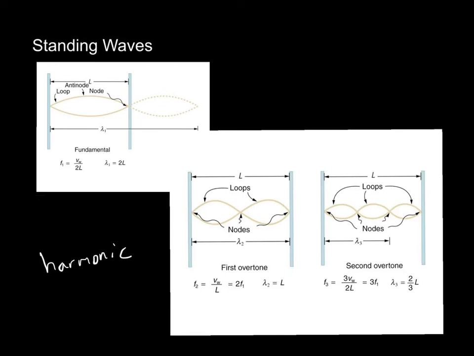Each time we go to the next overtone, we're essentially adding a node. So here we have 3 nodes, 4 nodes. The third overtone would have 5, 6, and so on. We would just continue that pattern. And you can see the pattern in the frequencies continues as well. The pattern is essentially however many antinodes you have divided by 2L. So 1 over 2L, 2 antinodes, so 2 over 2L, the 2's cancel out. 3 antinodes, so 3 over 2L. If we go on, it'd be 4 over 2L or 2V over L, 5V over 2L, and so on. That pattern is going to continue, and it's going to be very important to us a little bit later.